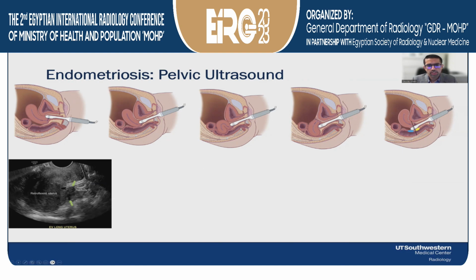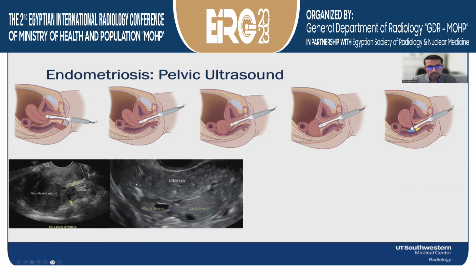So the schematics along the top are showing the transducer position for evaluation of endometriosis. This image here is showing a retroflexed uterus and the rectum, and you can see tethering of the rectum to the retroflexed uterus by this hypoechoic plaque here. This is also a patient with endometriosis, and what we're showing here is the uterus and the right ovary along the posterior surface of the uterus with medial displacement and touching. So this is the kissing ovary sign on ultrasound.